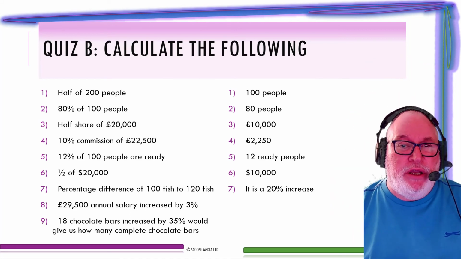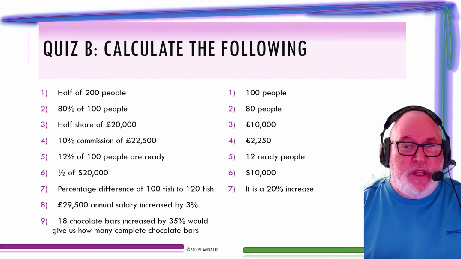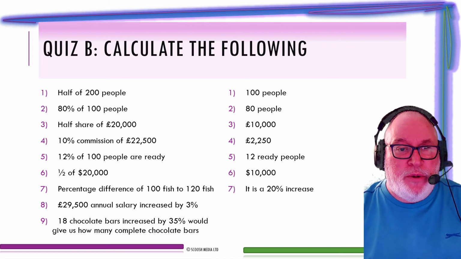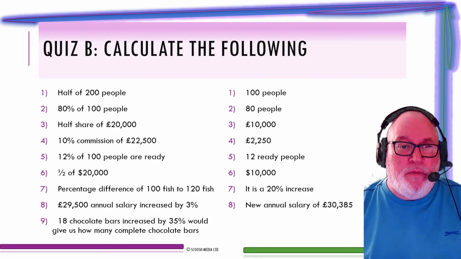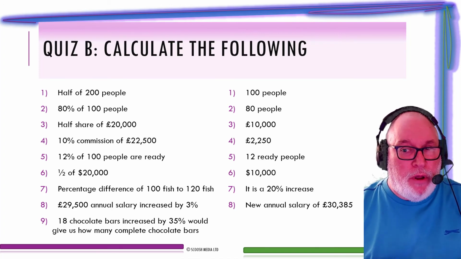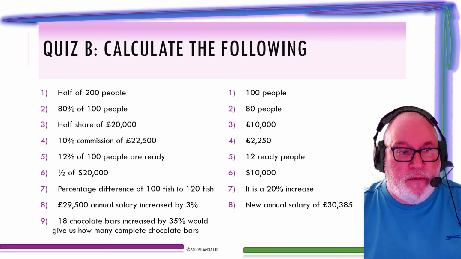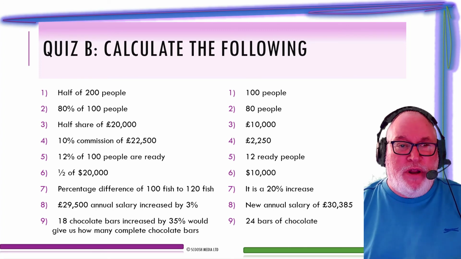The percentage increase, again, quite easy to calculate when you've got the difference there, and then you just calculate that into a percentage, 20%. 8. The new annual salary would be £30,385. Pounds. Don't worry, I'm not trying to diddle you with dollars and pounds here, okay? Not that it matters. It's the figures that count. And the last one, 24 bars of chocolate.